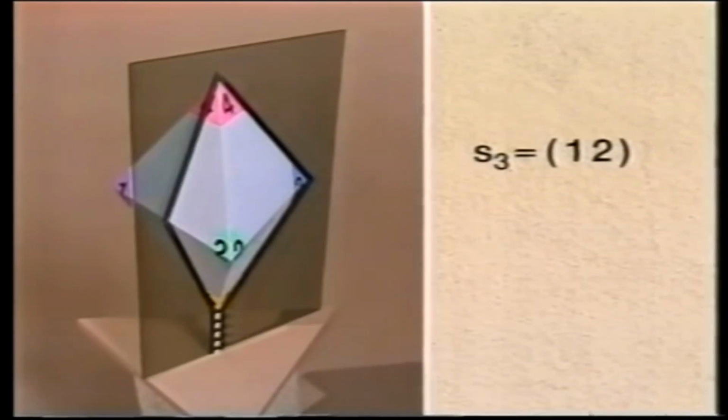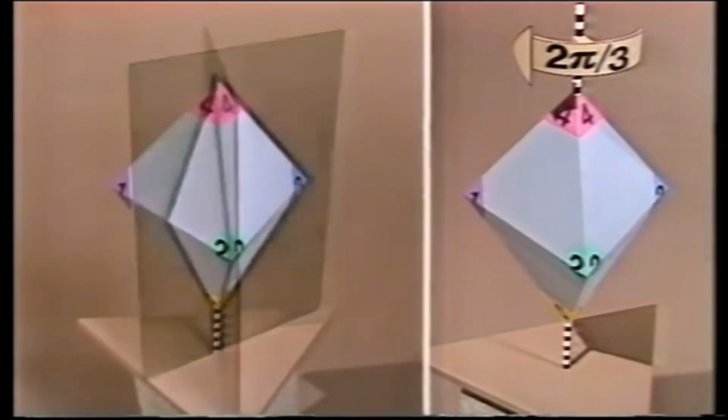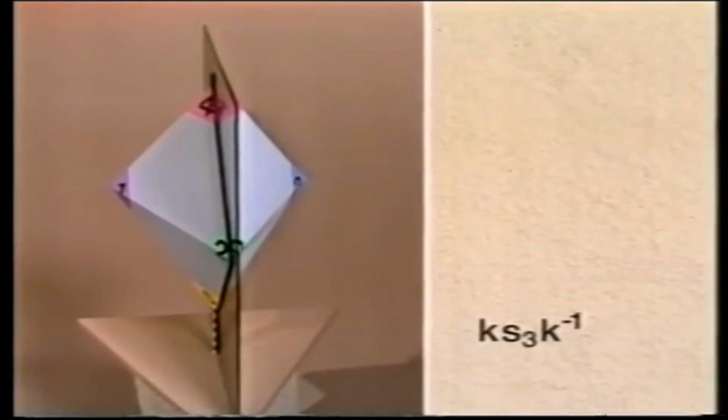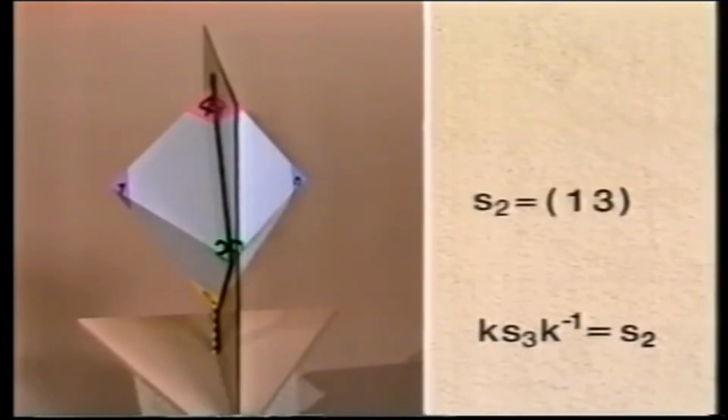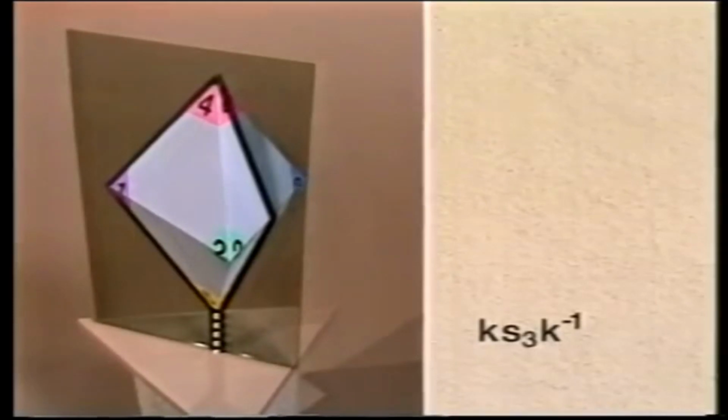1, 2, which I've called S3, is reflection in the vertical plane through vertex 3. So if we conjugate by K, we'll get a reflection in K of this plane. For example, if we take K to be this rotation, it maps the plane to this one. So K, S3, K inverse is reflection in this plane. And if instead we choose K to be rotation in the opposite direction, then K, S3, K inverse is reflection in this vertical plane.